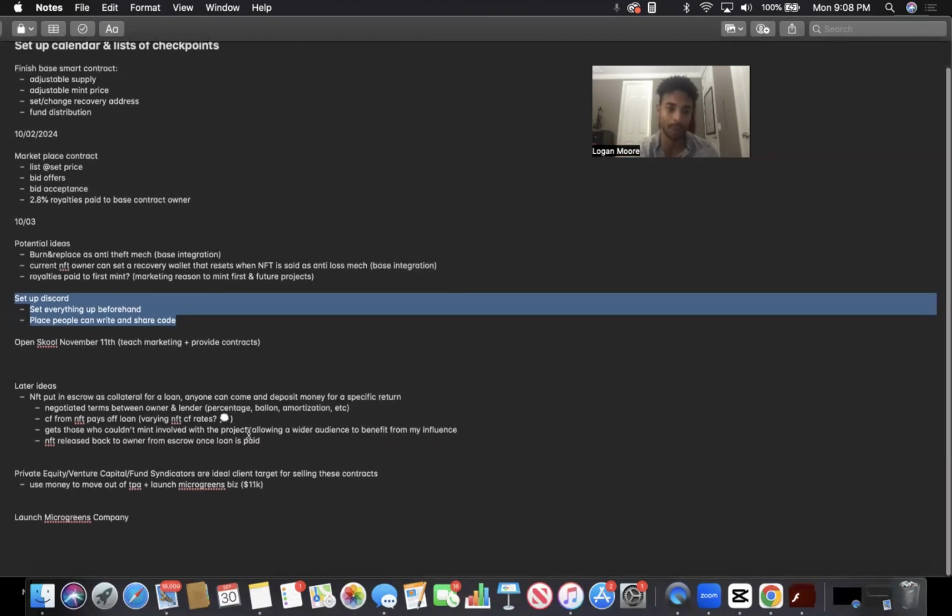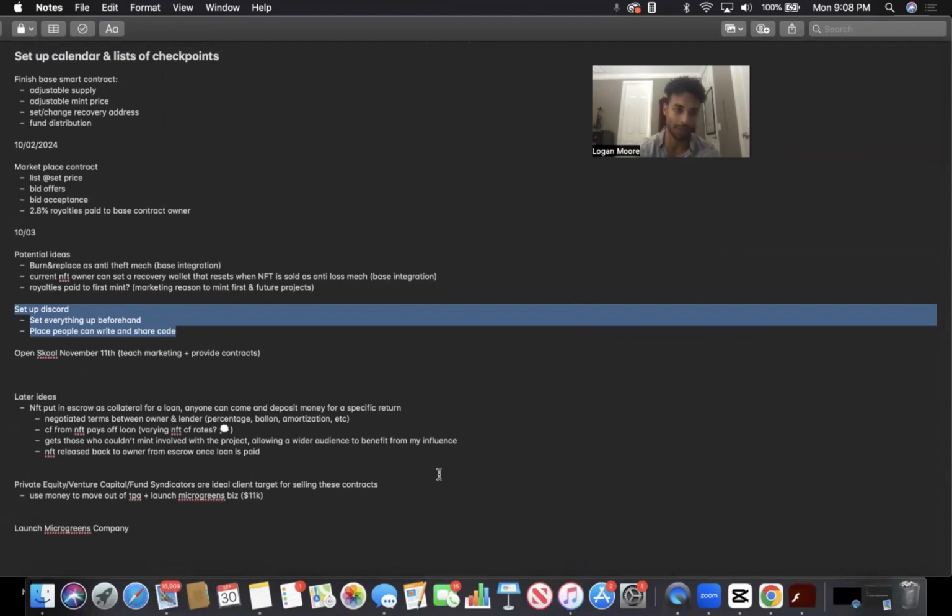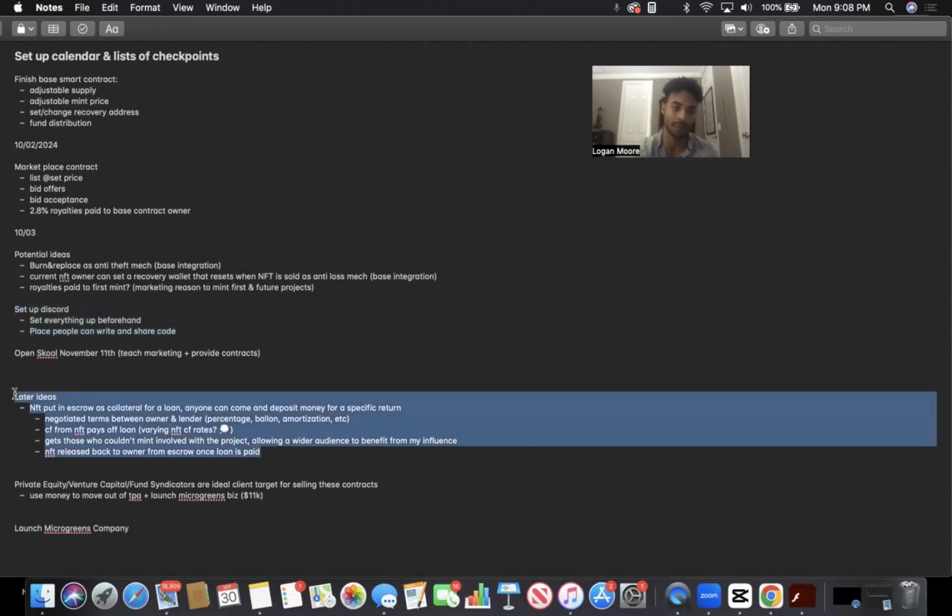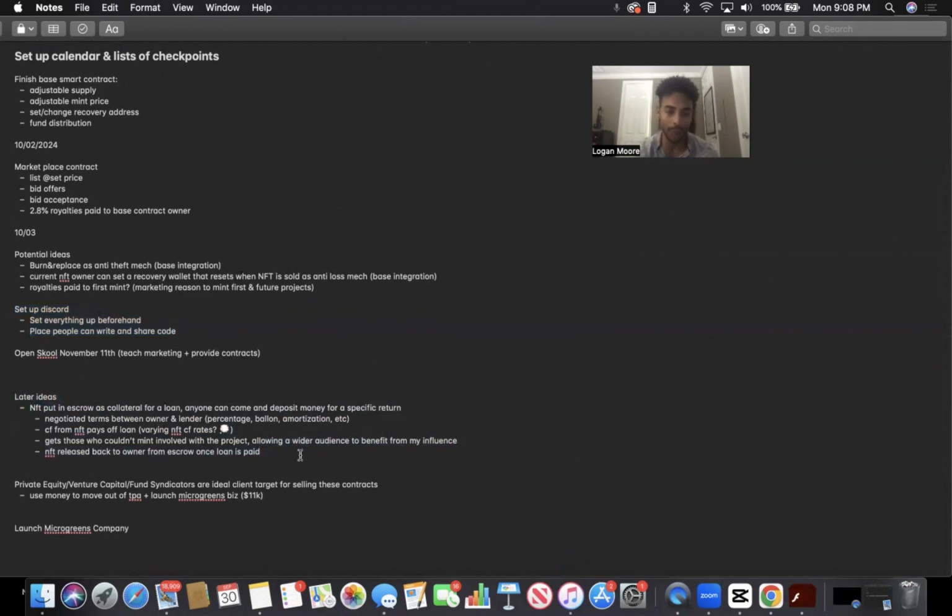So that's going to be an idea that we work on after we get the marketplace contract set up for sure. I do want to have, like I said, these anti-theft and anti-loss mechanisms integrated with the base smart contract. So as far as a date, this is kind of open-ended, but we will be looking to have this set up most likely by this year. I would like to have a lot of the contracts that I'm going to be using next year already set up and written. So by the time we go into next year, we're strictly just going at scalability.